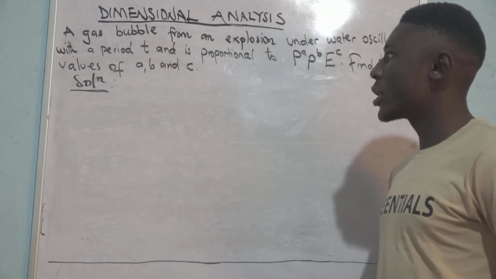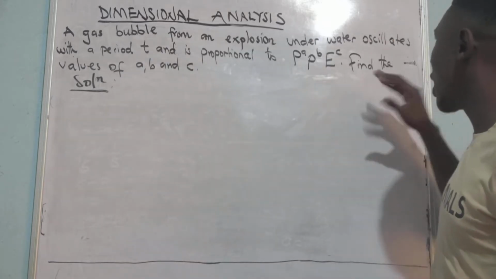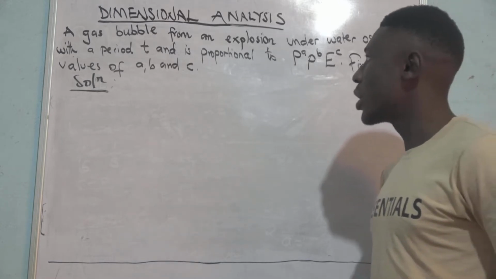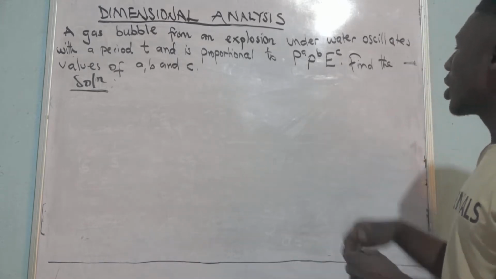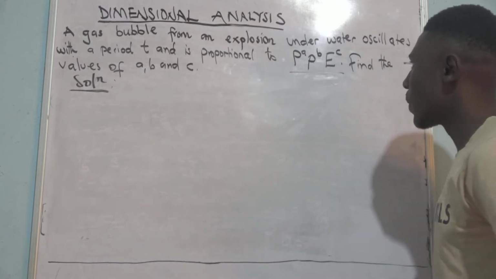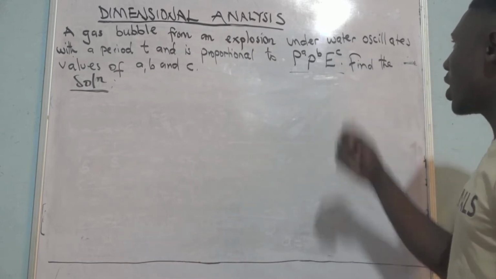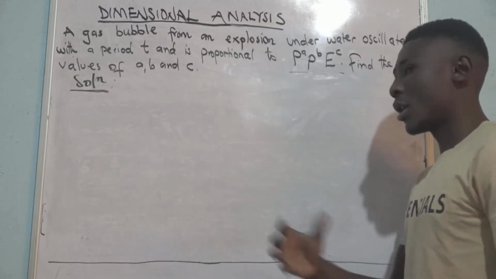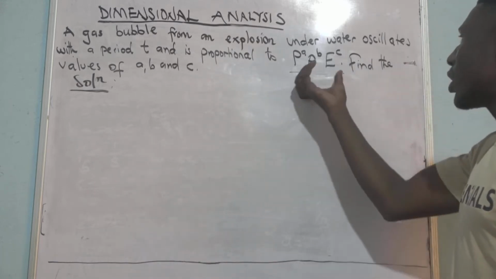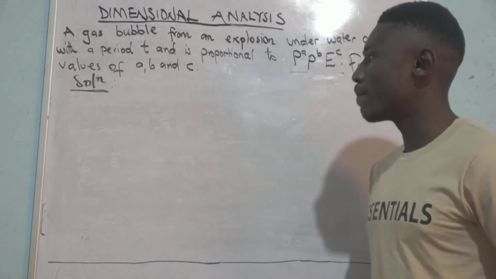So we are going to discuss a gas bubble from an explosion underwater that oscillates with the period T, which is proportional to P^a ρ^b E^c. This P simply means the hydrostatic pressure. This other symbol, ρ, is density. Then E is the energy of the explosion. Given this information, we are to find the values of a, b, and c.